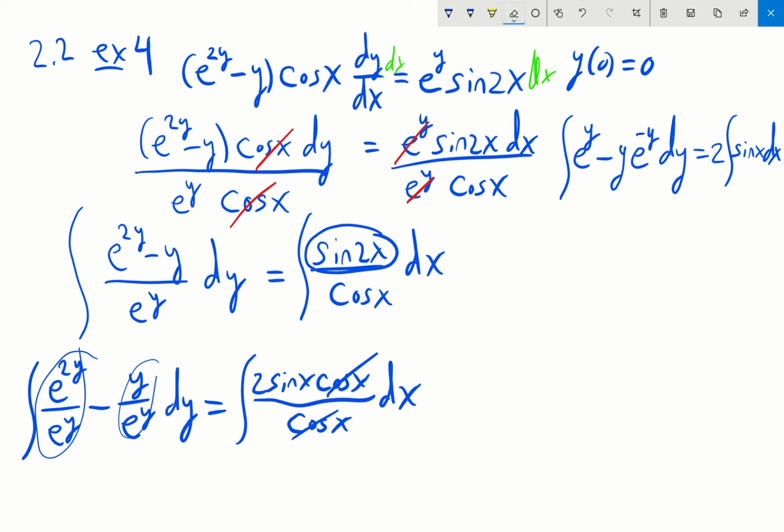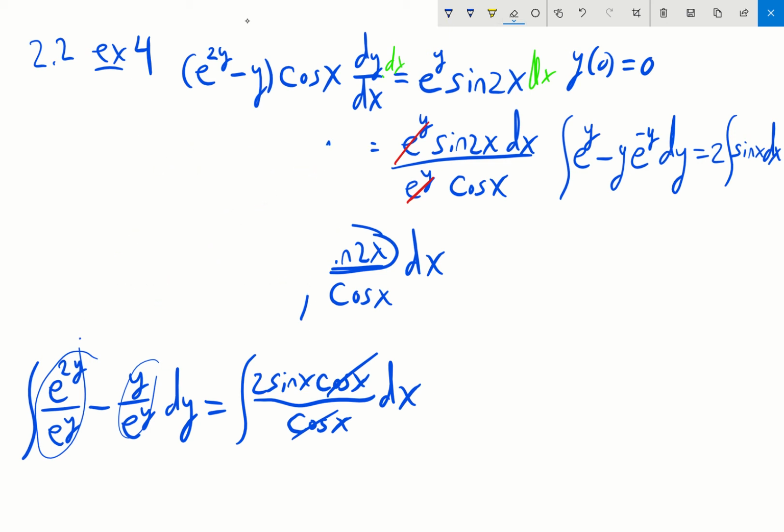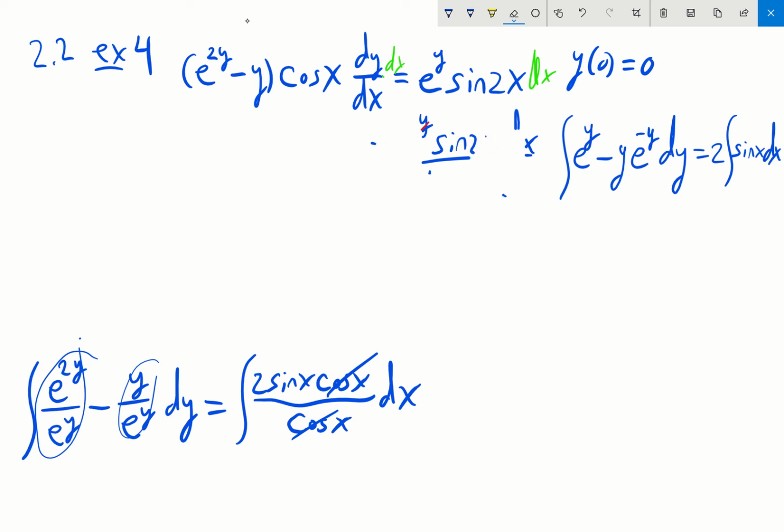I'm going to go ahead and get some more room over here. And as always, let's start with the easy part first. Let's integrate the right-hand side here. The antiderivative of the sine of x would be negative cosine of x. So this is negative 2 cosine of x. And we'll put our constant of integration over there. So we'll do our plus c.